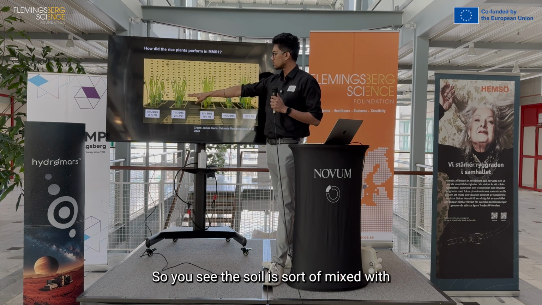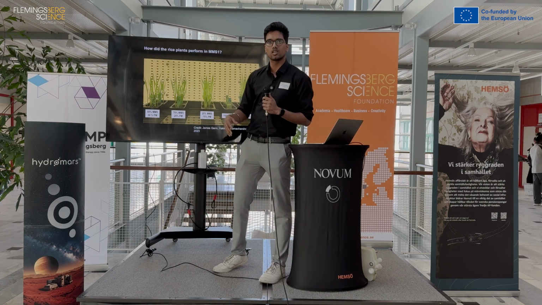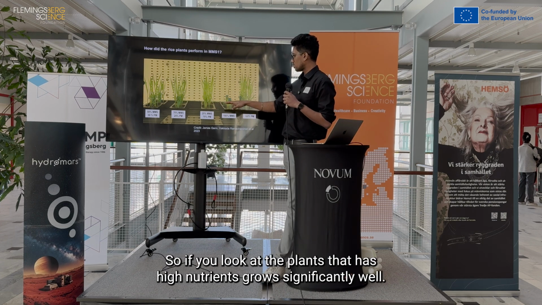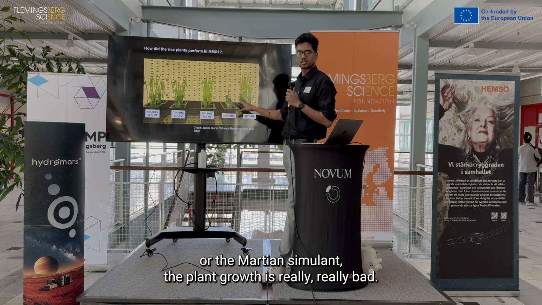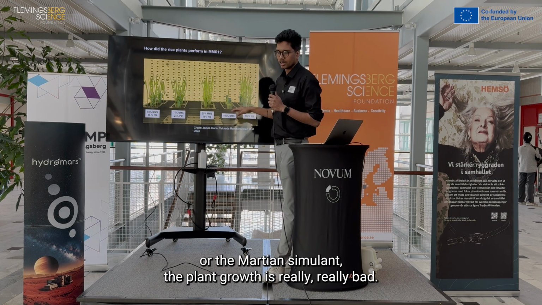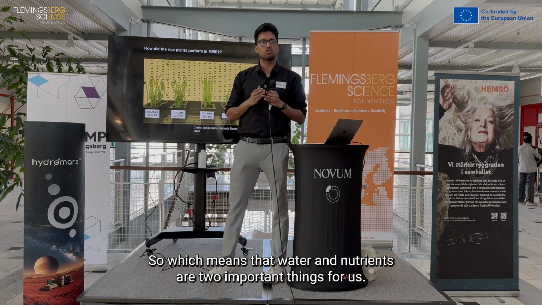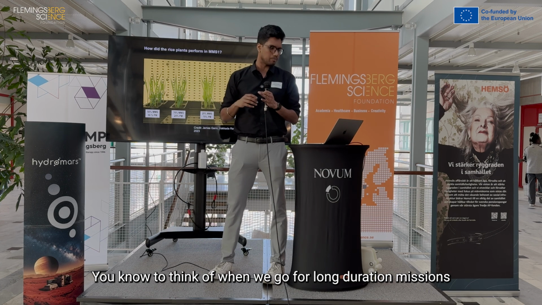You see the soil is mixed with potting mix, the additional nutrients that we provide to the plants, in different proportions. If you look at the plants that have high nutrients, they grow significantly well. But if you look at the 4th one, which is just pure soil or the Martian simulant, the plant growth is really, really bad. So what does this confirm? It means that water and nutrients are 2 important things for us to think of when we go for long duration missions.